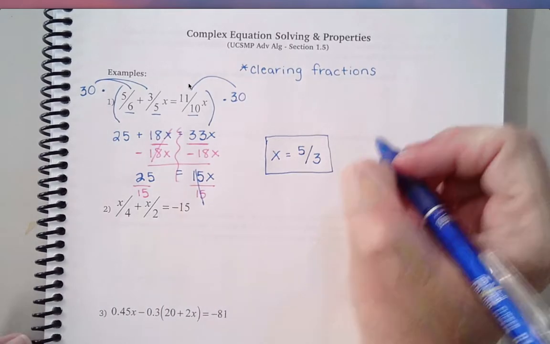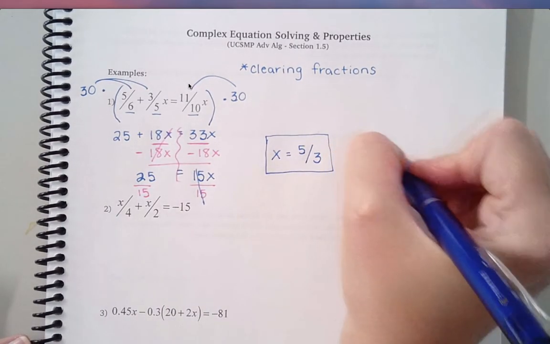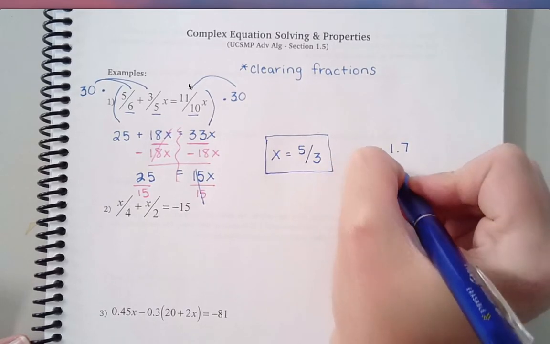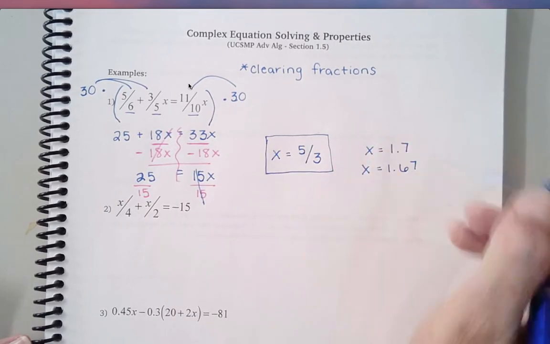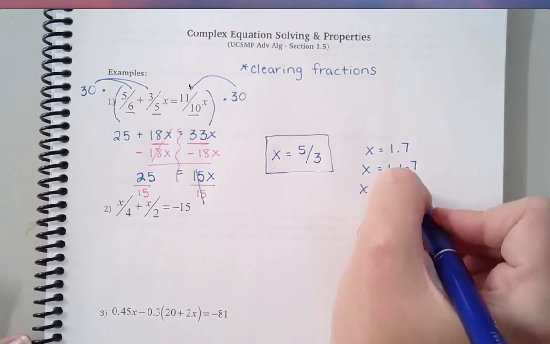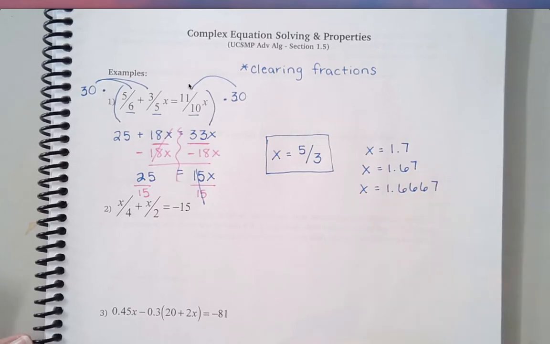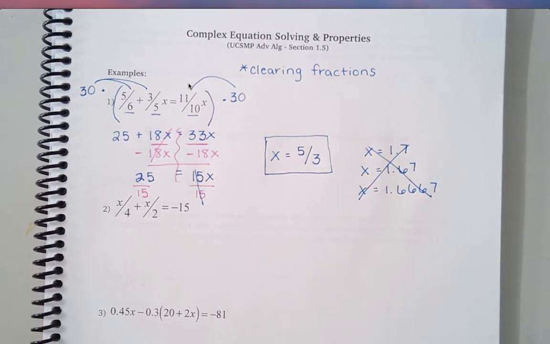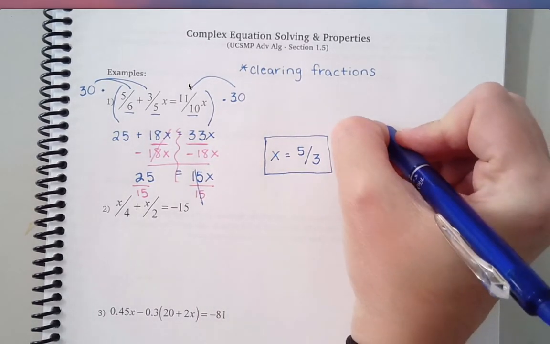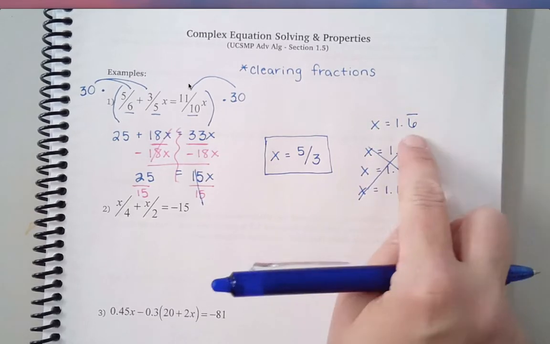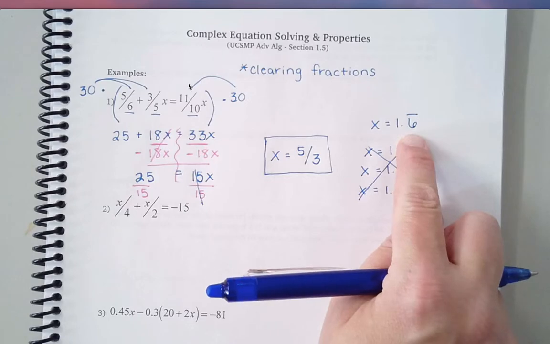Again, what I would not want to see is something like 1.7 or 1.67, okay? Even if you do 1.6667, I don't want to see that, because none of these are actually equivalent to 5 over 3. The only thing that is equivalent to 5 over 3 would be 1.6 repeating. And I would take that answer. That one would be okay with me.